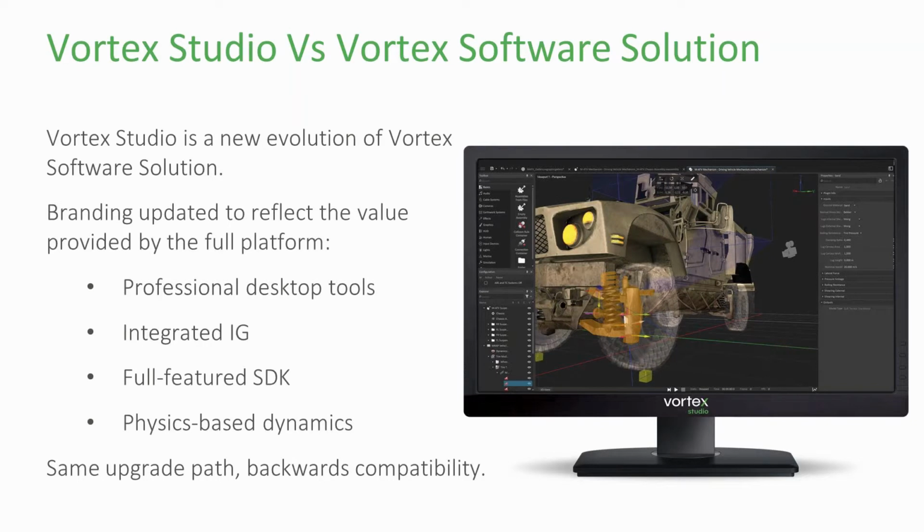What that means for you, if you're a Vortex Software Solution user, if you have Vortex 6.8 or 6.7, is that we feature the same upgrade path as before, and you have full backwards compatibility following the usual rules. So upgrading is very easy. It's not more complex. In fact, it's going to be made simpler than previous versions, and you will not have to purchase new licenses if you have an active MNS. You still get access to this version.